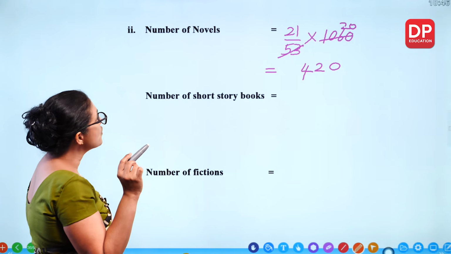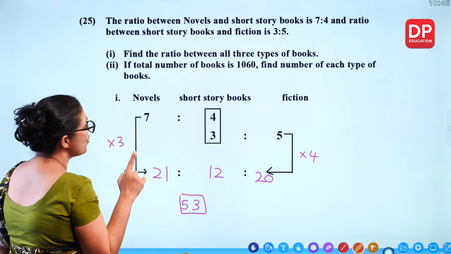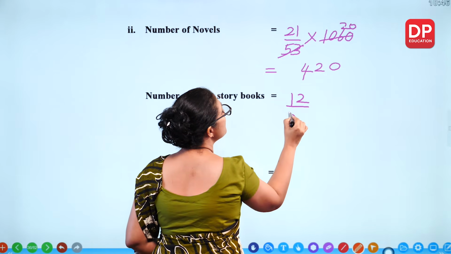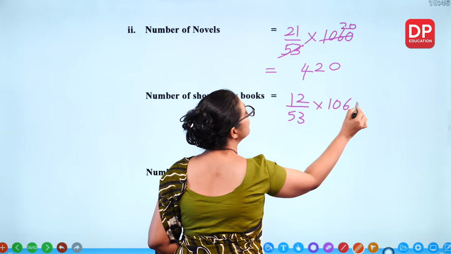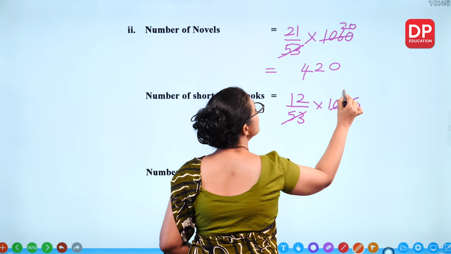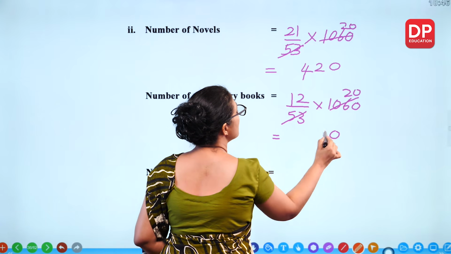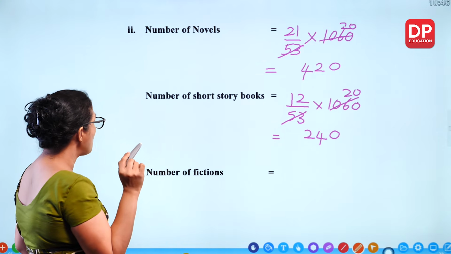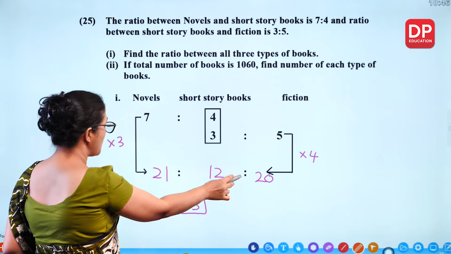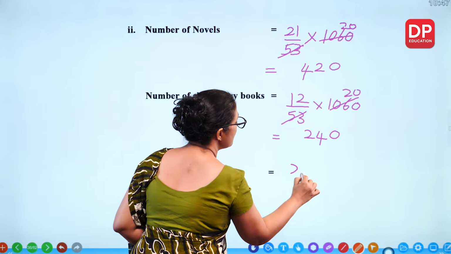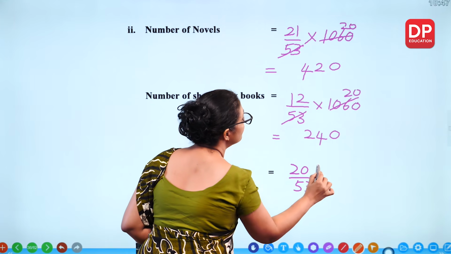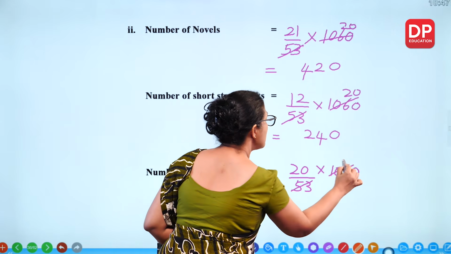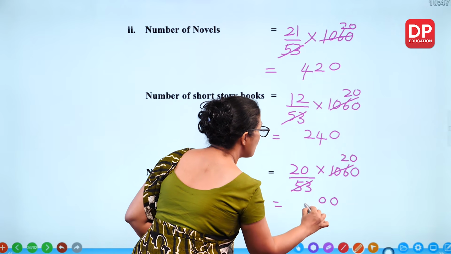Number of short story books. So what's the ratio? Short story books, 12 out of 53 in 1060. This is 20 times 12, 240 short story books. And how many fictions? That's 20 out of 53 in 1060. This is 20 times 20, 400 books.